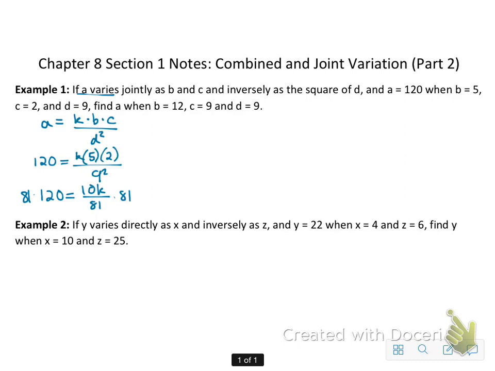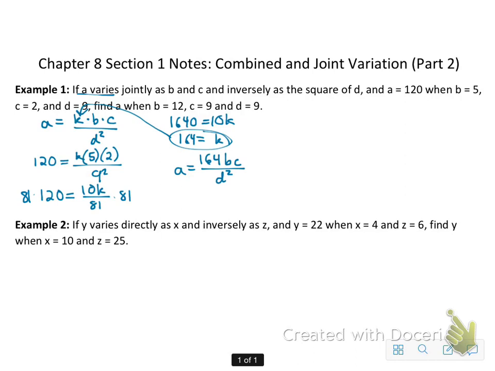So that 1640 equals 10K, which means K equals 164. That means our equation is A equals 164 BC over D squared. Right, and I did that just by taking 164 and plugging it in for K right there.